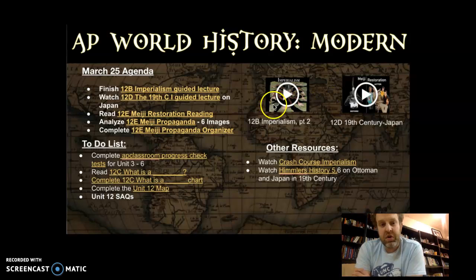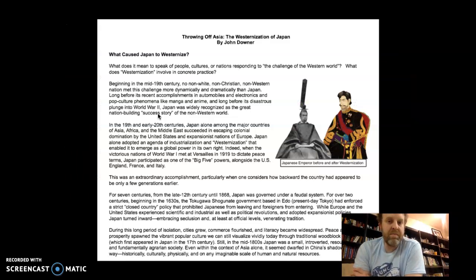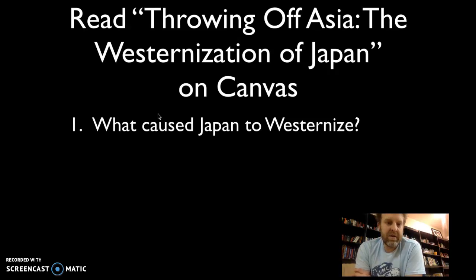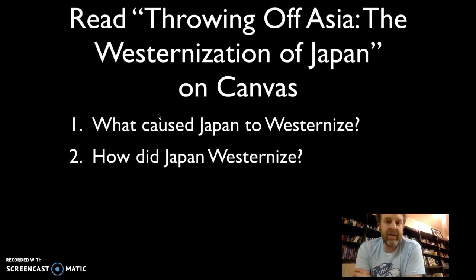And then the next thing you should do is click on this link, which is the Meiji Restoration Reading. It's about 2 pages, and it does a nice job of summarizing the things you really need to understand about how Japan began this process of westernizing. So here's what the first page of the reading looks like. As you read this article, called Throwing Off Asia, the Westernization of Japan, ask yourself: what caused Japan to ultimately westernize, and how did Japan westernize?